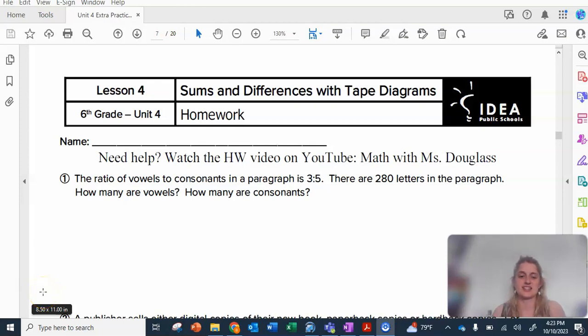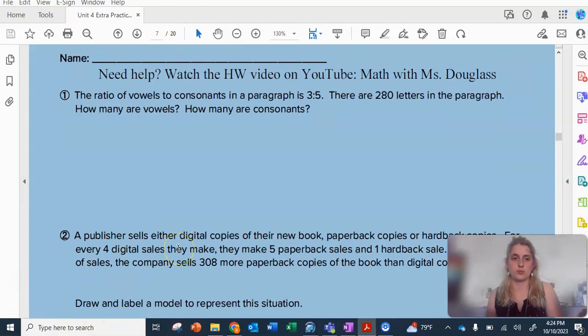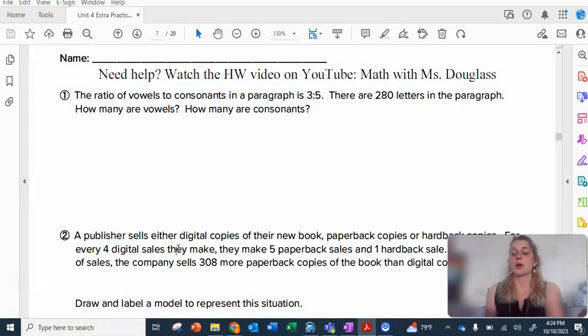Hey mathematicians, let's do our homework. All right, so just like in class, all of these are going to need a drawing to go with them. Oopsie. So we're going to start by drawing our tape diagrams.